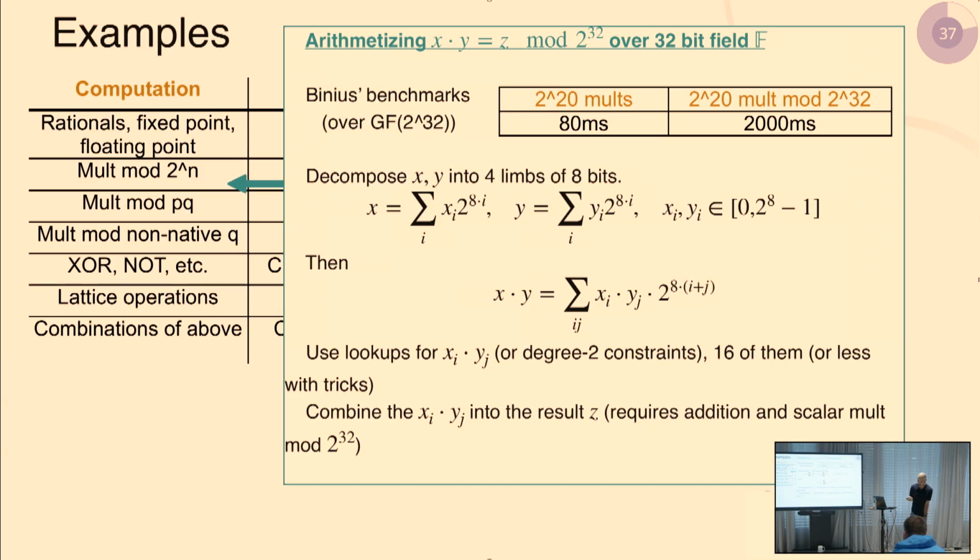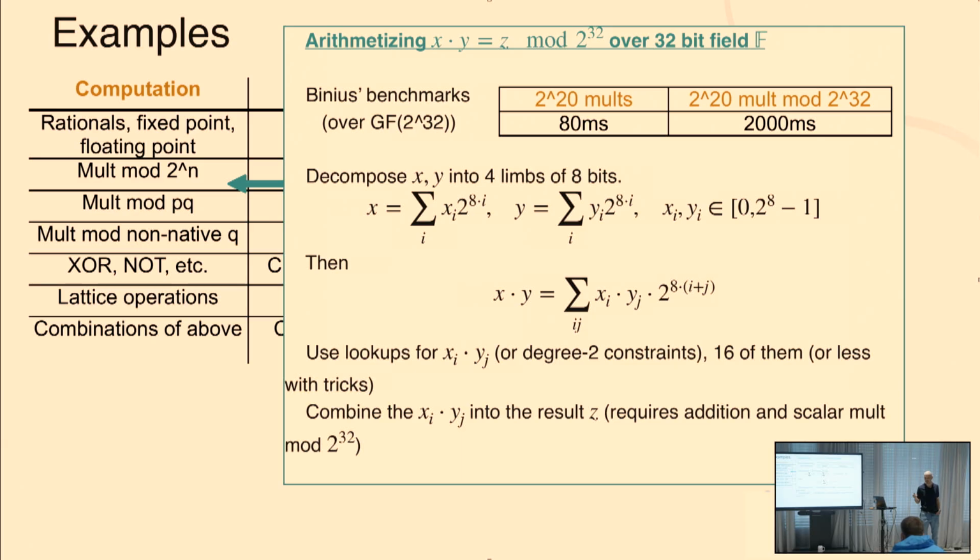And then you have to combine the multiplication of the chunks into the final result of the multiplication, which requires addition and scalar multiplication, which happens modulo 2 to the 32. And addition and scalar multiplication modulo 2 to the 32 is, again, not native to the field. So again, you have to do tricks to do this final combination. So I'm not going to continue. I will not torture you more.